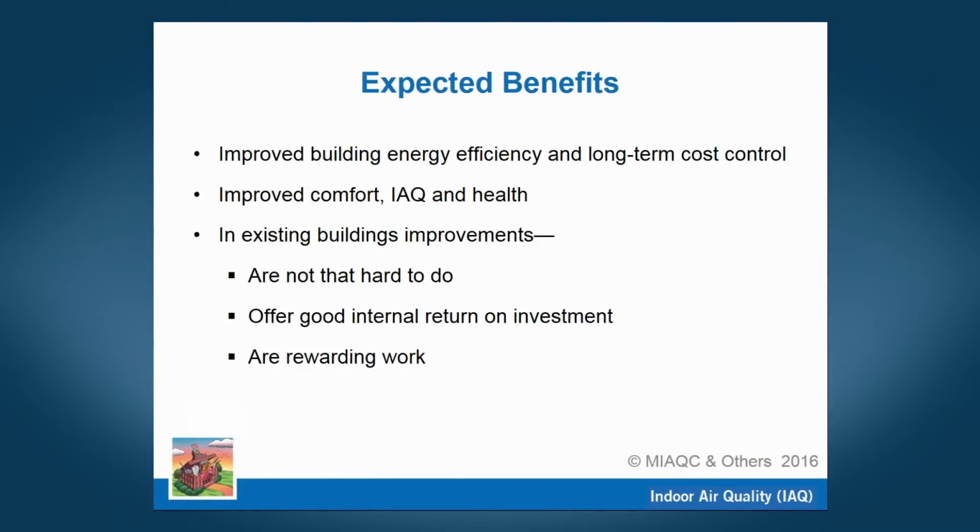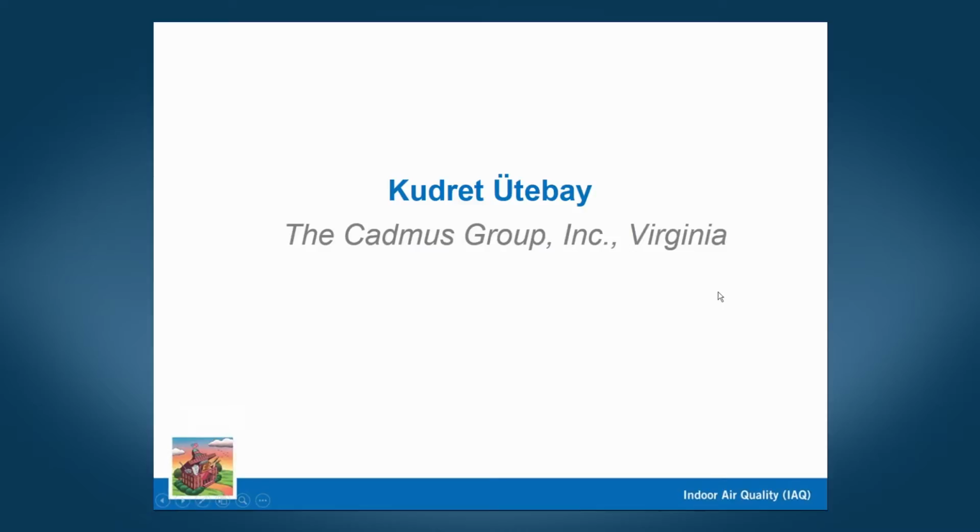When you can focus on keeping the equipment of the school running appropriately and energy efficiency, you end up with long-term cost control. You have the potential for improved comfort and good air quality and health. In many of the school buildings, it's just not that hard to do. Many systems have been neglected over the years. There's a great potential return on investment, and most of the folks end up with rewarding work, improving the environment of the school.